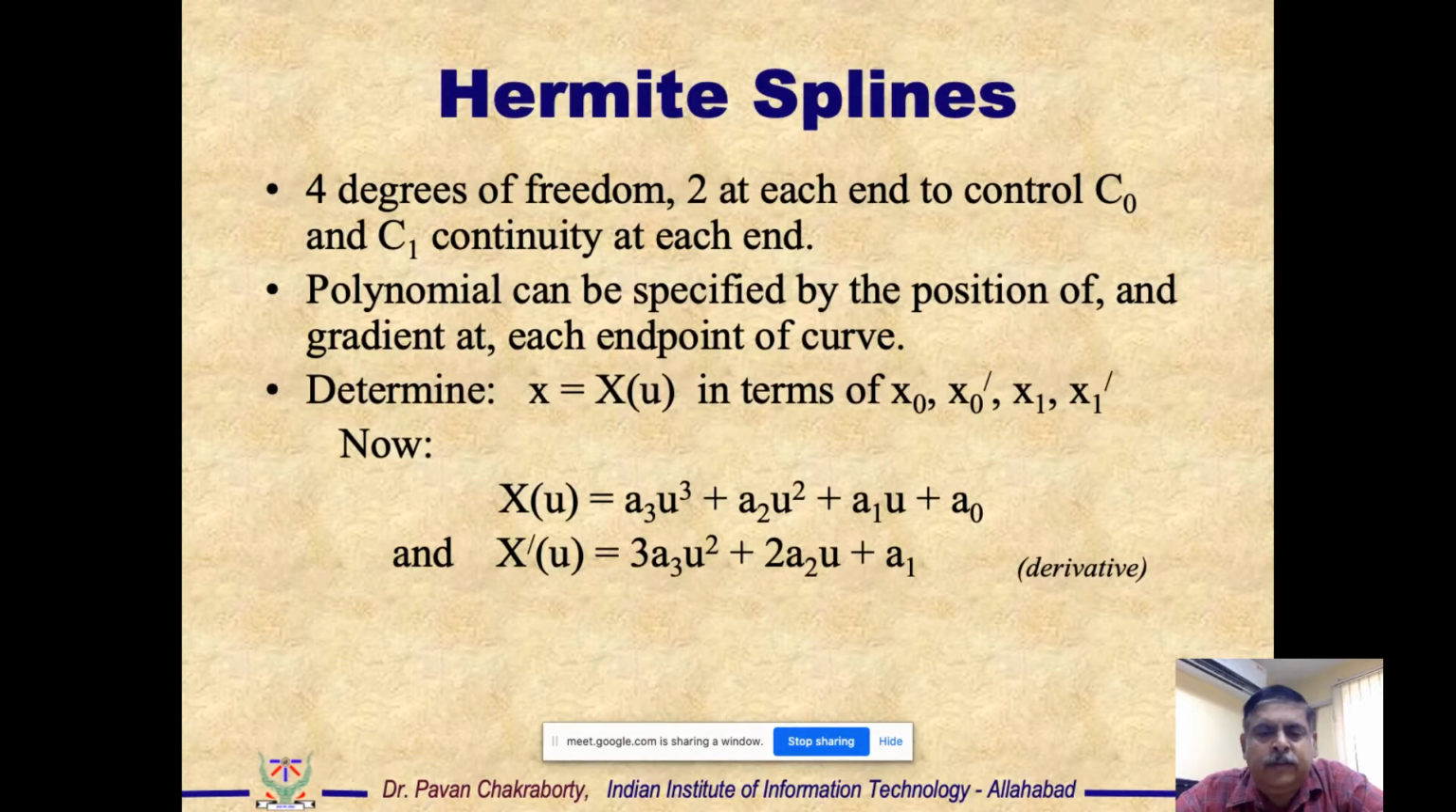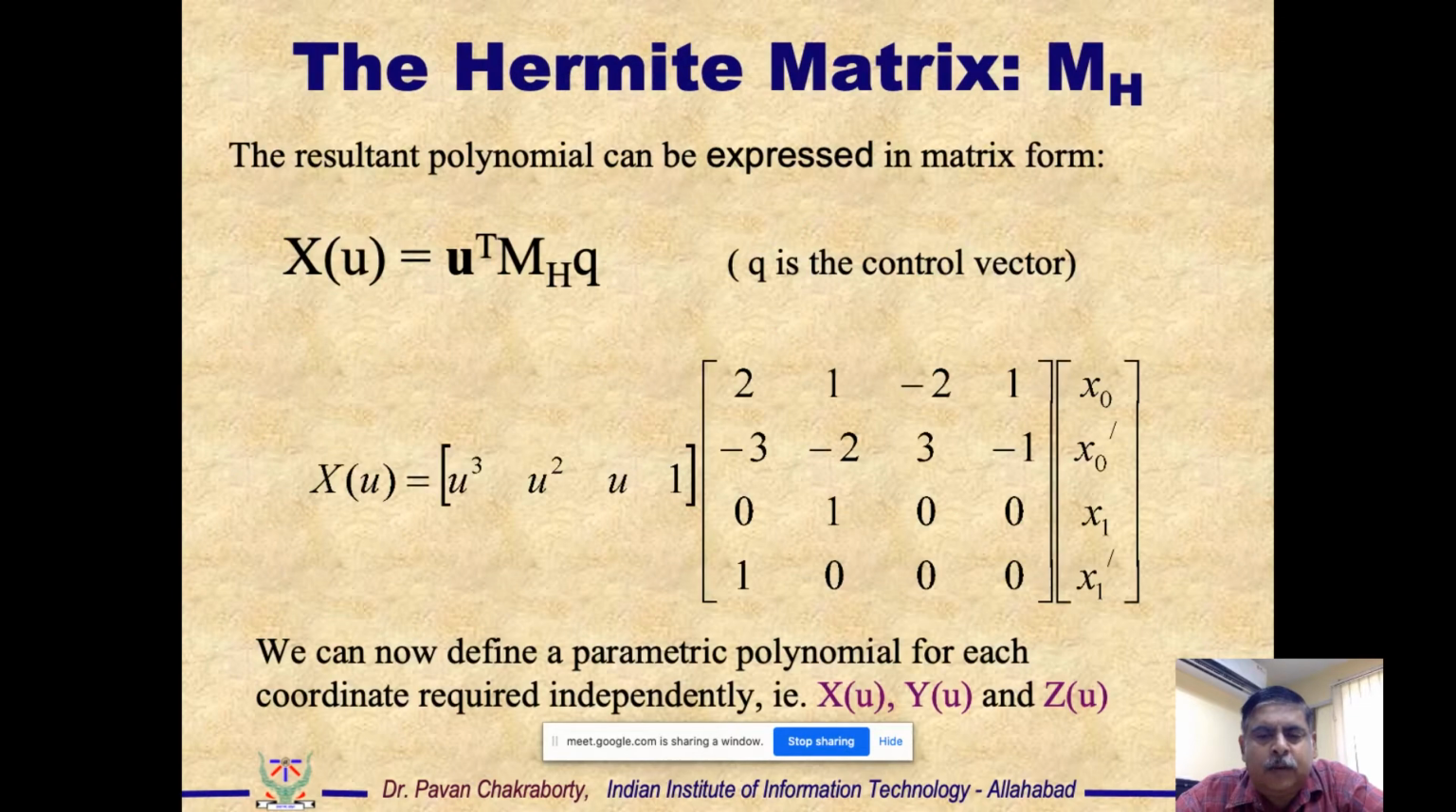As we developed this equation, we got a relation of this kind. This was known as the Hermite polynomial. Here I have the u, and here I have these values. Please note that these values are independent of the parameter. The parameter lies here, that is x naught, x prime naught, x1 and x prime 1. So basically I am fitting between x naught and x1.